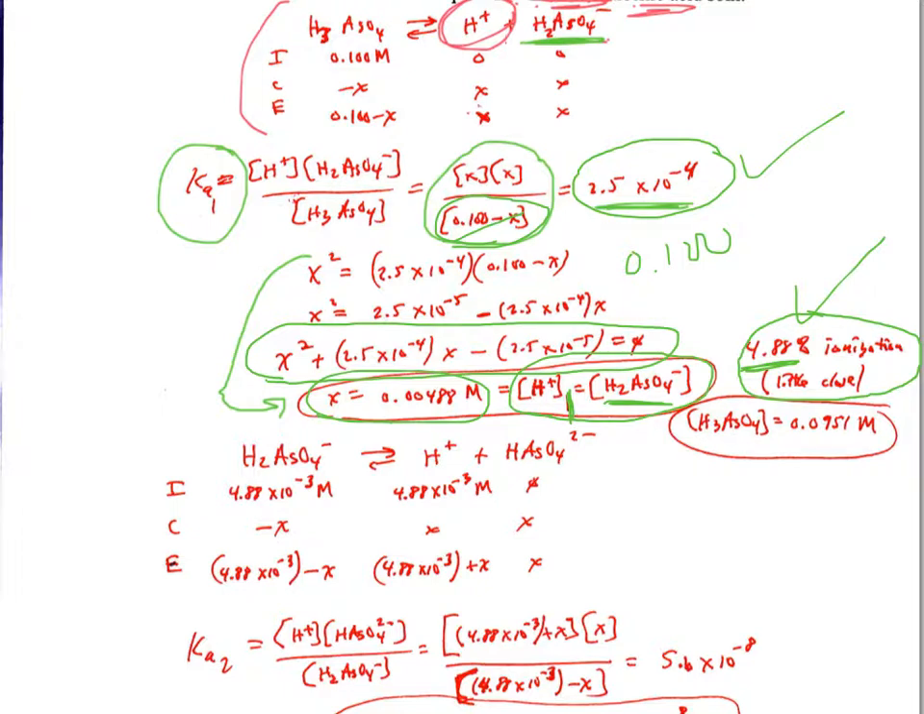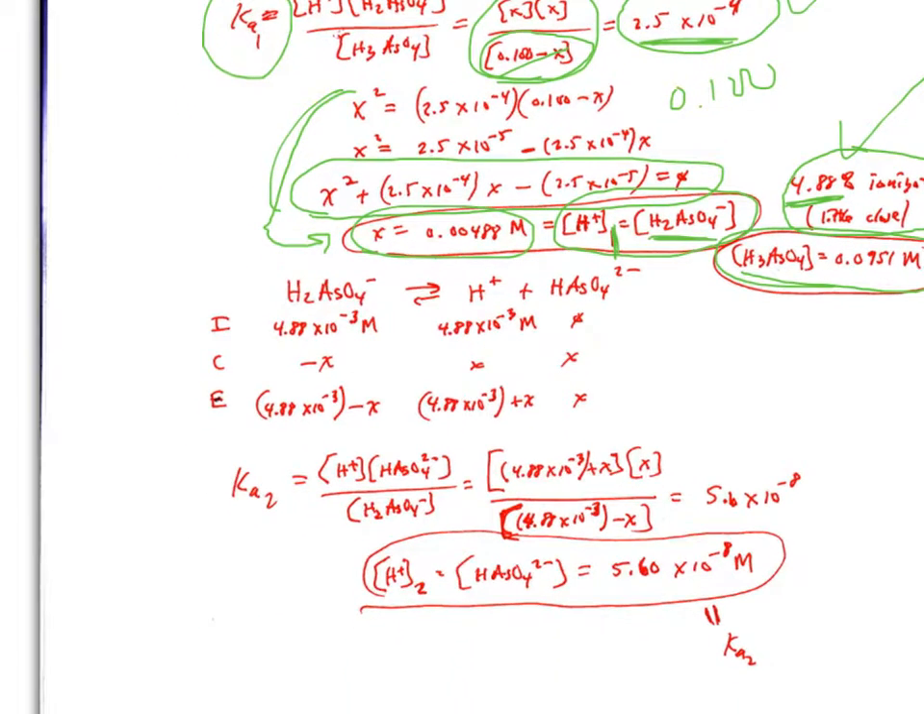So for this one, I picked a borderline guy here. I did want to use the traditional quadratic formula, so I did not simplify the binomial. I had to go through all the algebra. All right, and then there's my concentration of my unionized original arsenic acid.